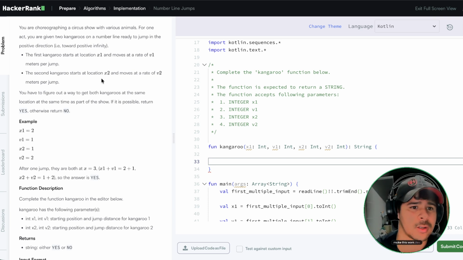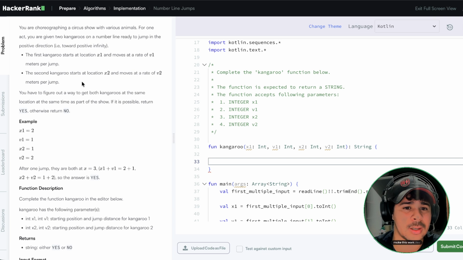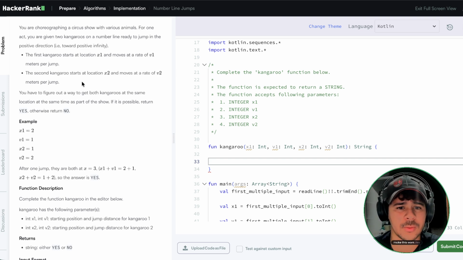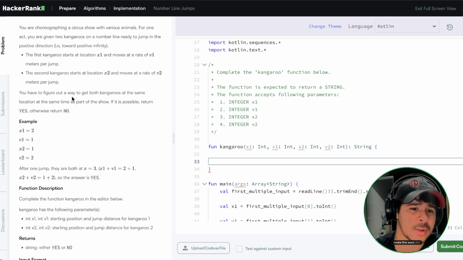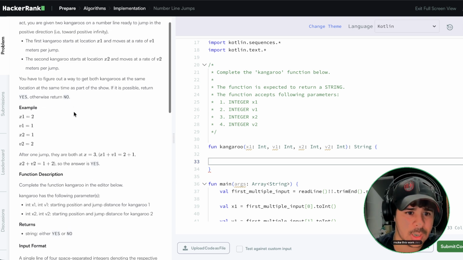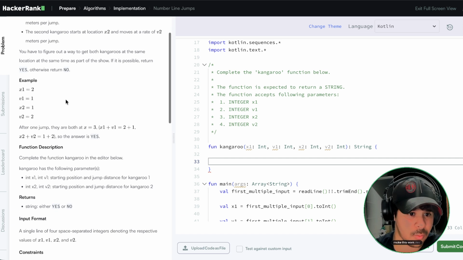Okay, we have this here. The first kangaroo starts at location x1 and moves at a rate of v1. And the second kangaroo starts at location x2 and moves at the rate of v2. You have to figure out a way to get both kangaroos at the same location at the same time as part of the show. If it's possible, return yes, else return no.